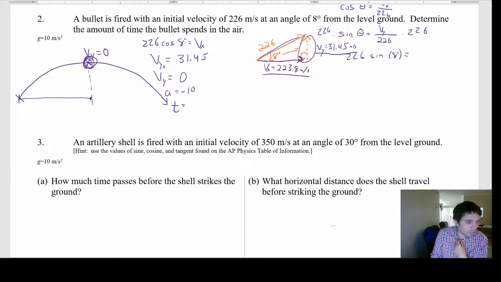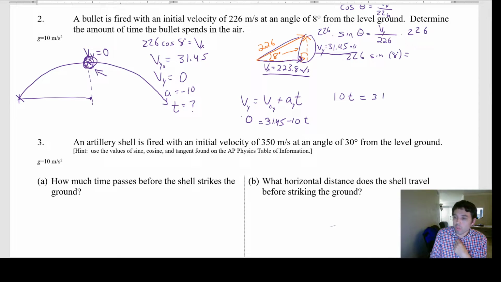So one of the equations is v equals v naught plus a t. Keep everything in the same plane, right? Don't mix your planes, okay? So everything's in the y plane, the vertical plane. a is -10 times t. Initial vertical velocity was 31.45. Equals our velocity at what we're calling the final spot right here, which is 0. So I'm going to add 10t because it's negative. So 10t equals 31.45. I divide by 10, I get t equals 3.145, call it 3.15. But that's only halfway, right?